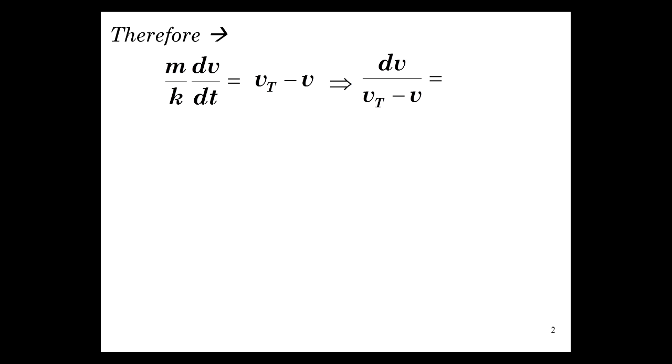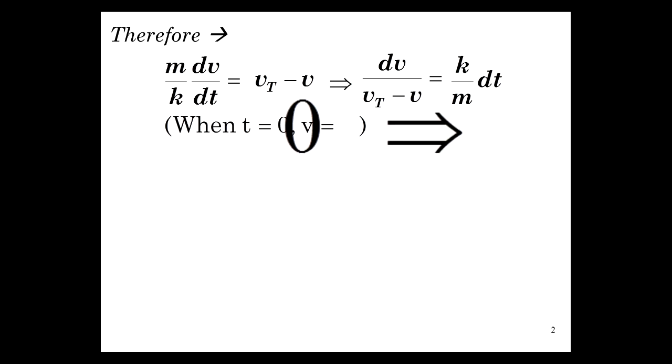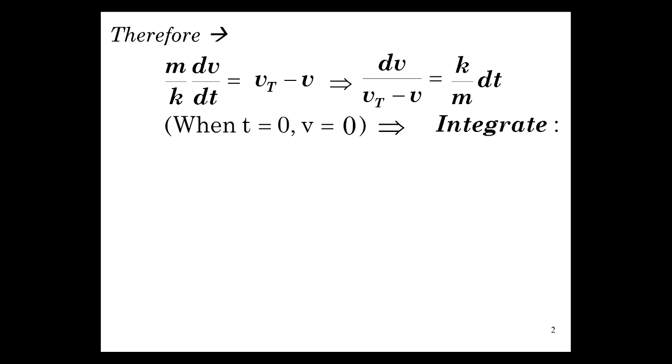We have to bring the variables over to one side. So bring all the velocity stuff over to the left-hand side: dv over v_t minus v. Multiply through by dt, bring it to the right-hand side, is k over m dt. So we also brought the constants k and m over. At time t equal to 0, v also is 0.